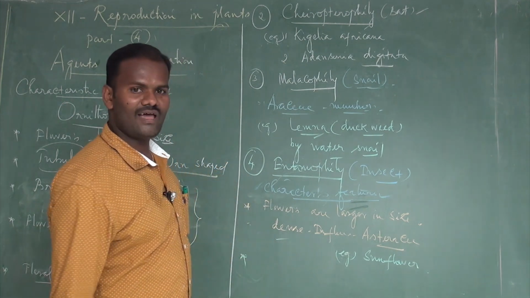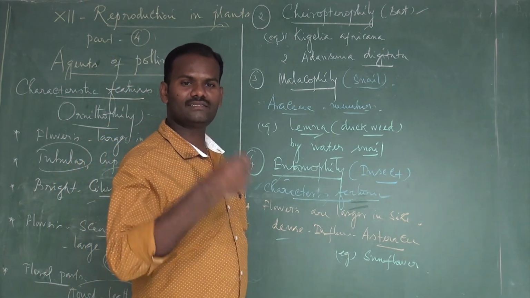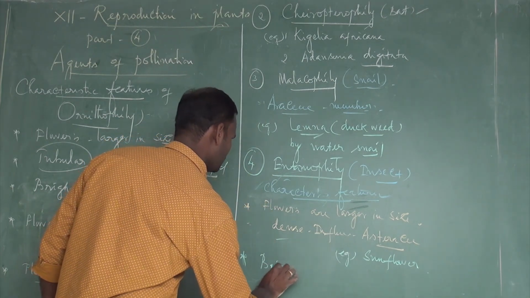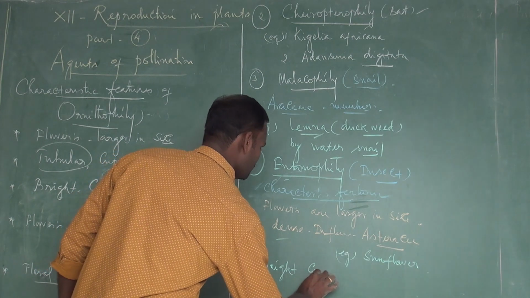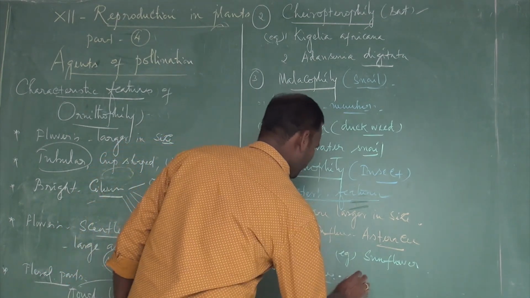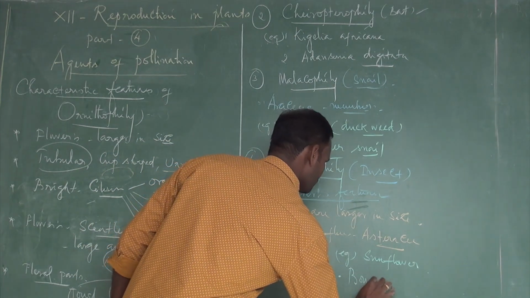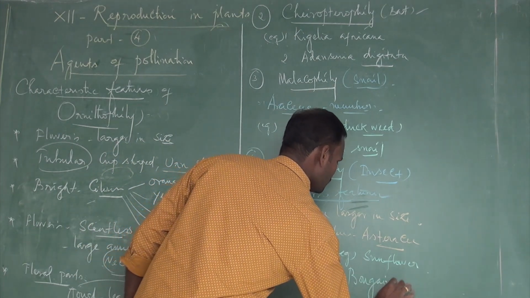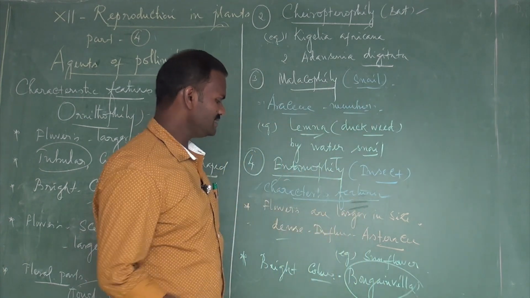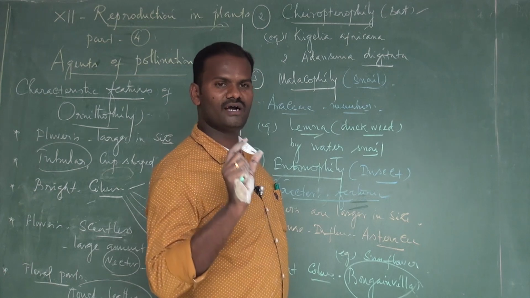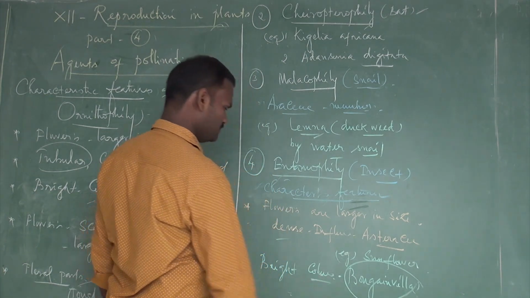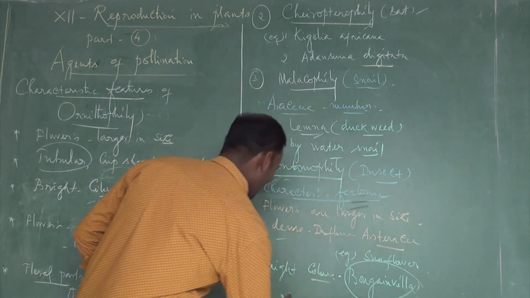Next, the flowers are highly bright in color to attract the insects for pollination. Bright colors. For example, bougainvillea. In bougainvillea, the adjacent floral parts also become highly bright in color to attract insects for pollination.